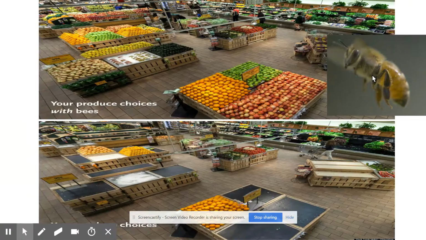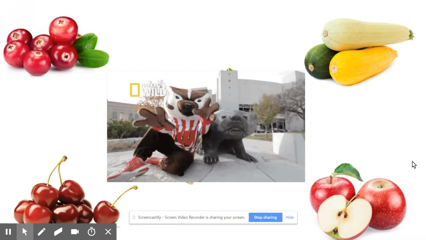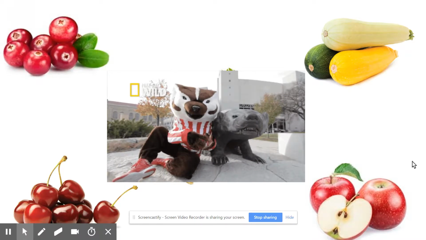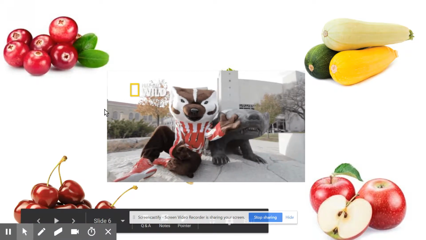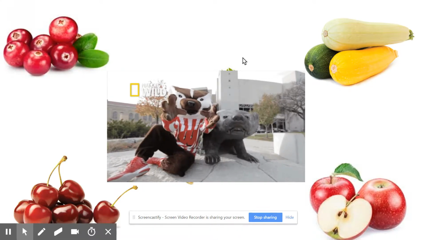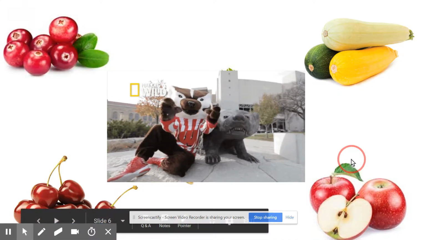From there, we started to learn about the pollinators and how important and crucial they were to our agricultural production. Not only the European honeybee, but those native pollinators, providing valuable ecological services. In the state of Wisconsin, we have lots of crops which are dependent not only on honeybees, but bumblebees, such as cranberries, squash, apples, cherries.